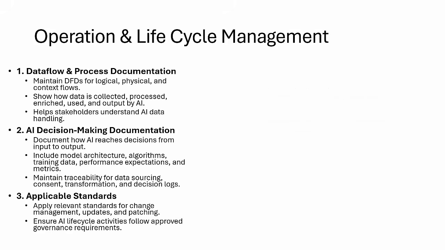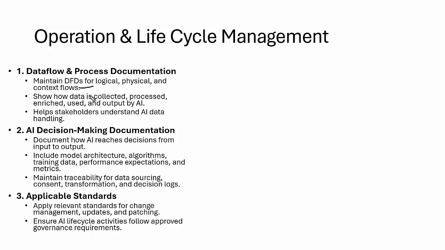Now, the next important thing, we talk about operation lifecycle management. What if an AI system is running in the organization? We need to maintain day-to-day activity. So we have to make sure we have a proper data flow control diagram for logical, physical, and context views, showing how data is collected, processed, and enriched, and it helps the stakeholders understand data handling. And according to that, we can implement the controls.